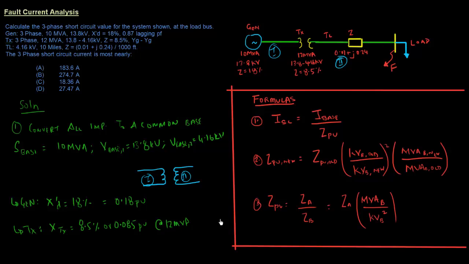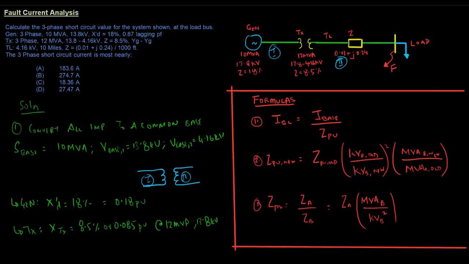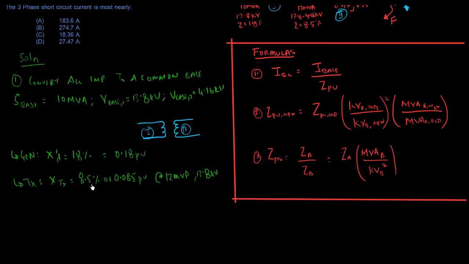So that's a 12 MVA base and 13.8 kV. That's the power and voltage basis for the transformer impedance that's been given. So let's convert this using this formula. That's the reason I've mentioned these two formulas, and I'll deal with this as well once we come to that.